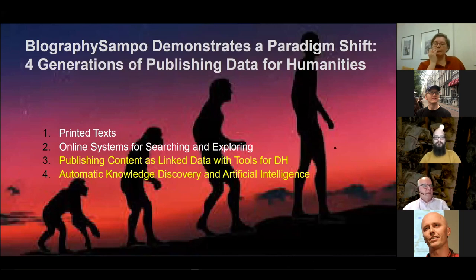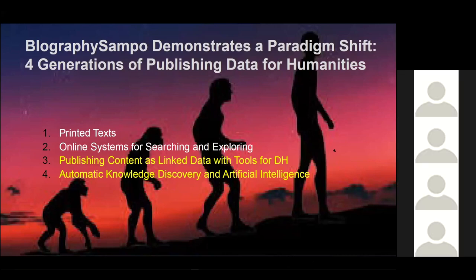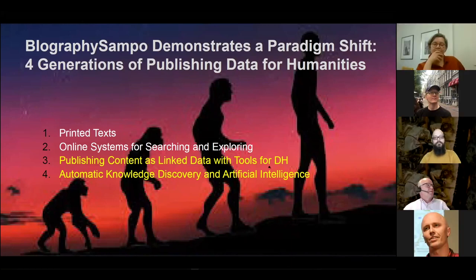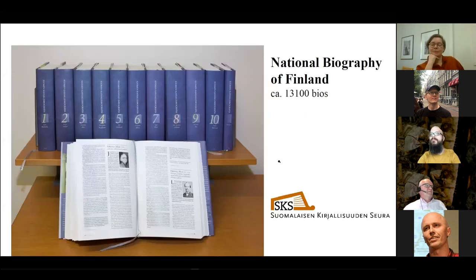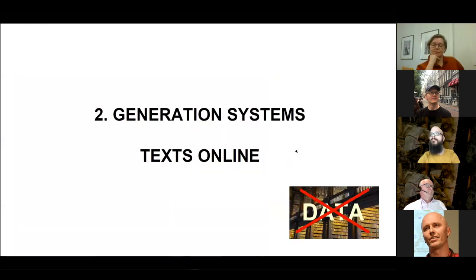Okay, what Biography Sampo is about in the big picture is an example of how publishing digital humanities or cultural heritage texts has had quite a few paradigm shifts: from printed text to online systems for searching and exploring, to publishing content as linked data with tools for digital humanities, and then finally to artificial intelligence based systems. I will not go into details, but I think this is a main lesson that we have learned here. So we started with printed texts.